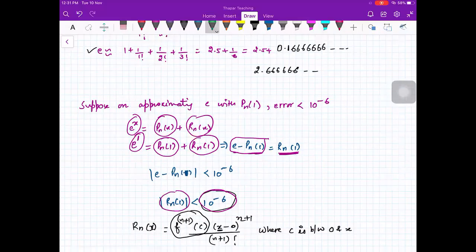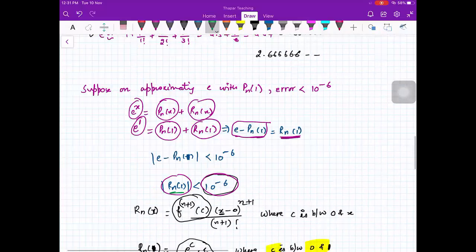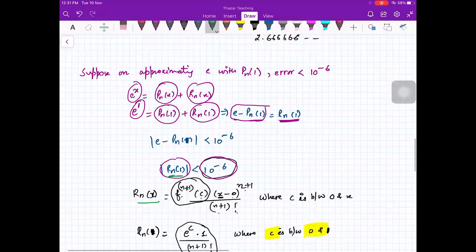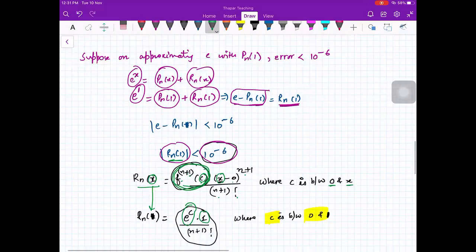Now let's see what Rn(1) is. Rn(x) is the (n plus 1)th derivative of f at c, times (x minus 0) raised to power n plus 1 upon (n plus 1) factorial, where c is a number between 0 and x. Now I'm putting x equal to 1. Because the function is e raised to power x, its derivative is e raised to power x always. So the (n plus 1)th derivative is e raised to power x, and putting x equal to c, this is e raised to power c into 1 upon (n plus 1) factorial. So this is the value of Rn(1).